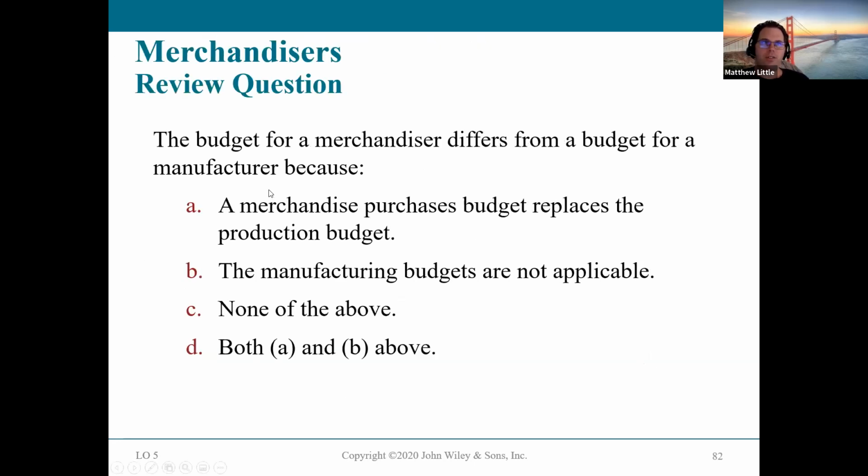So, review question here. A budget for a merchandiser differs from a budget for a manufacturer because: A, a merchandise purchases budget replaces the production budget. True. B, the manufacturer budgets are not applicable. True, because they're not manufacturing anything. So therefore, it's D, both A and B.